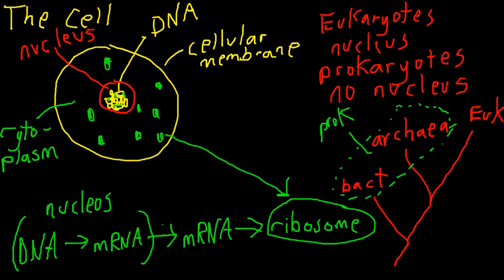They take the mRNA from the nucleus and translate it into proteins by linking amino acids together in the order specified by the mRNA. So the mRNA goes to the ribosomes, and from the ribosomes, you get protein.